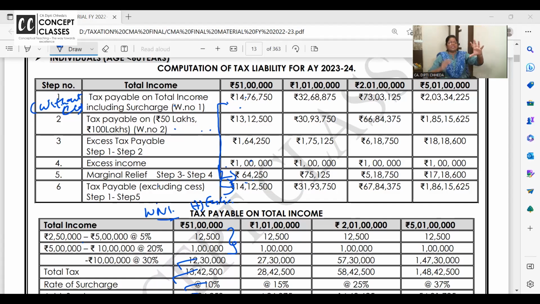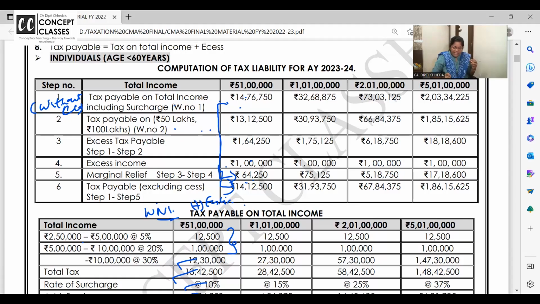You are paying tax on 51 lakhs. Then calculate the tax on 50 lakhs. How much is the extra tax? Say 164. How much is the excess income above 50 lakhs? Say 1 lakh. So income increased by 1 lakh and tax increased by 164. I want a relief of 64. And then finally, whatever is my 1 minus 5 tax, on that add cess. I have literally seen students getting 0 out of 5 because they calculate step 1 and 2 with cess.